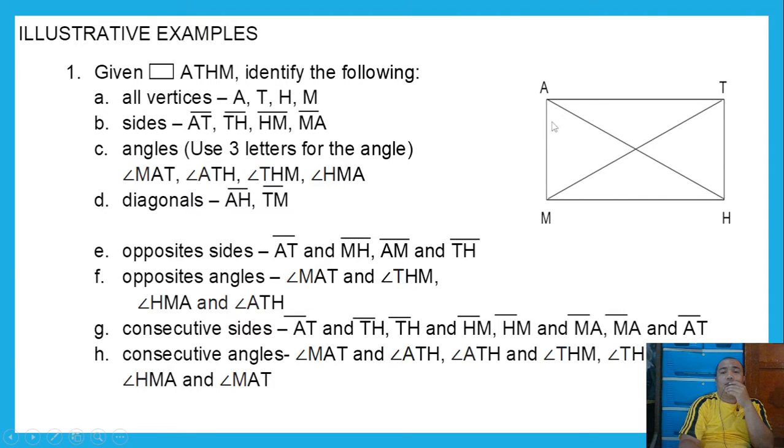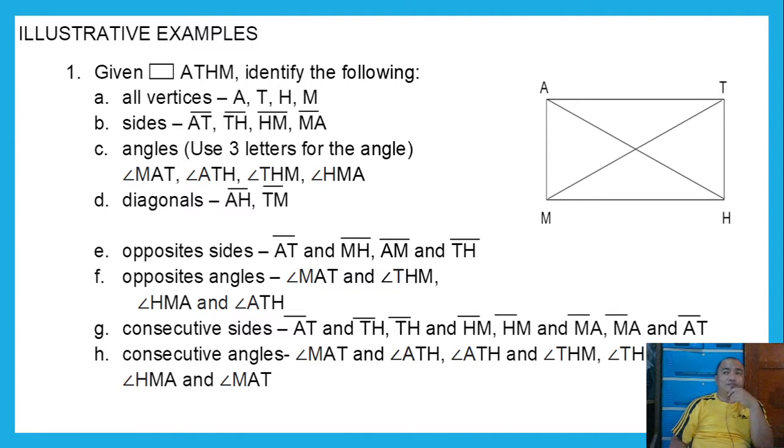Diagonals: segment AH and segment TM are the diagonals. Opposite sides: AT and MH are opposite sides. AM and TH are opposite sides. Opposite angles: angle MAT is opposite to angle THM, and angle HMA is opposite to angle ATH. Consecutive sides: AT and TH, TH and HM, HM and MA, MA and AT. Consecutive angles: angle MAT and angle ATH, angle ATH and angle THM, angle THM and angle HMA, angle HMA and angle MAT.